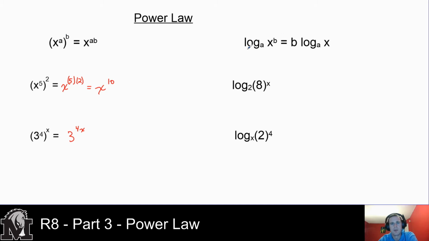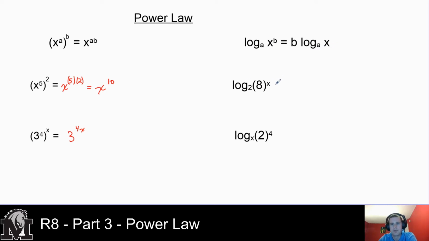We have something very similar over here in our log law where we have a power law. So here we have a power, and then we had a power turned to multiplication. And now this b gets written out in front and is written as multiplication. That's exactly what our log law is. So when the argument of a logarithm is an exponential number, the exponent gets written out in front of the logarithm. So log base a of x to the power b becomes b log base a of x.